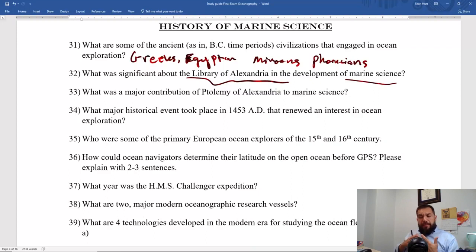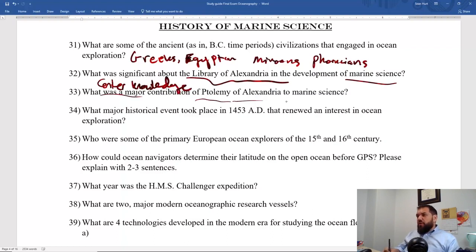In this library, every single ship that came into port had to turn over charts and maps that it held in its possession. Copies were made at the time. When they handed over the charts and maps and whatever else, books, copies were made, and then they were returned. By those means, the library was able to build up its collection and become a huge center of knowledge for the ancient world.